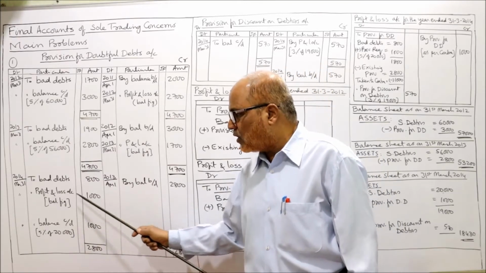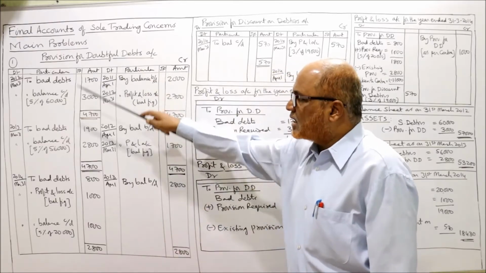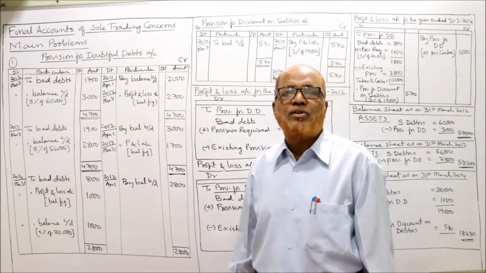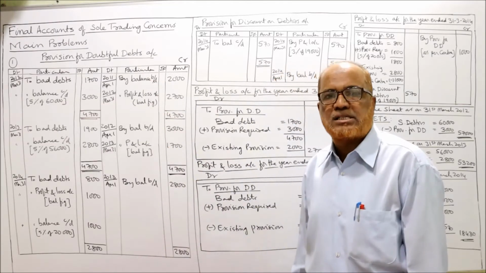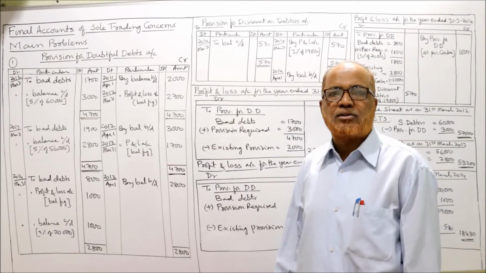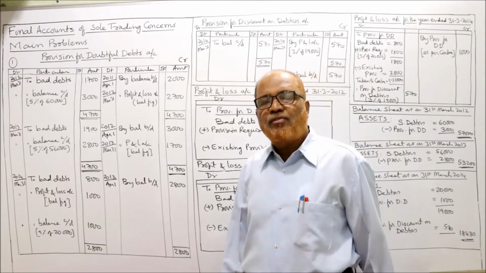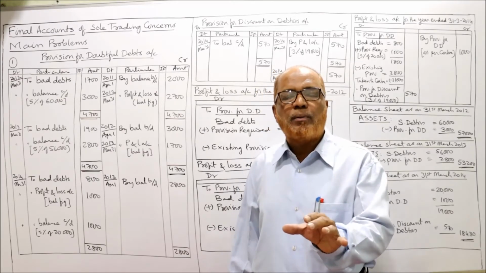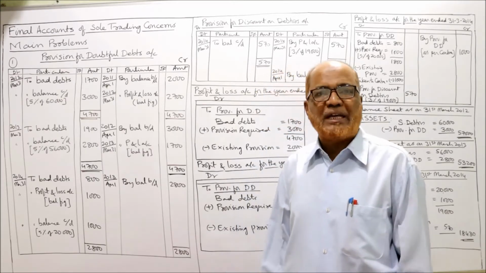So to profit and loss account, balancing figure 1000. This is the completion of the account, provision for doubtful debts. Now we may make one more account called provision for discount on debtors. Actually, provision for discount on debtors is given in the problem in the last year, 2014.